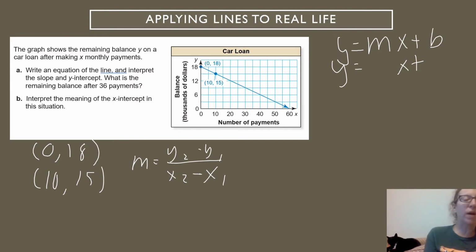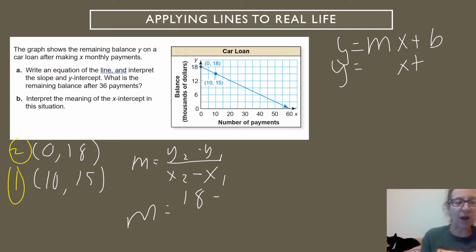It doesn't matter which way you plug those numbers in. Just once you commit, you have to stay there. I'm going to go with point 1 and point 2, but if you feel like being a rebel while you're watching this video, pick them the other way and see that we get the same slope. So y2 is 18, y1 is 15, over x2, which is 0, minus x1, which is 10. 18 minus 15 is 3, over negative 10.